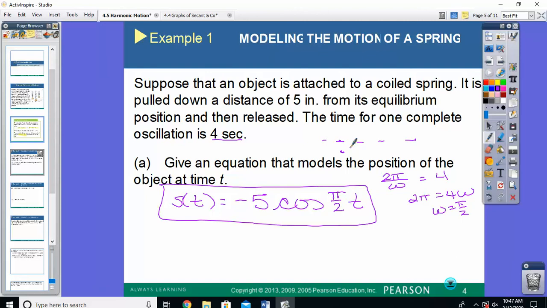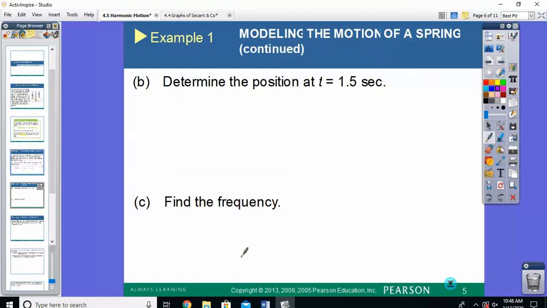Cameron, do you understand why it was cosine? Okay, do you understand where we got the negative 5 from? Okay, so then you just had to find your angle. This 4 is your period. So find period by doing 2 pi divided by the coefficient of x. So 2 pi over omega equals 4.